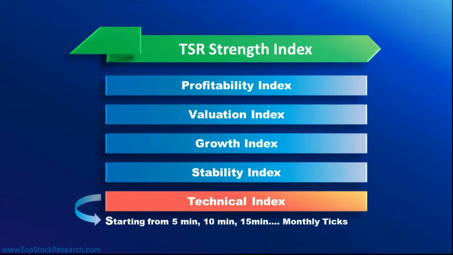The next more important and very exciting thing that we have in TopStock Research is the TSR Strength Index. As I mentioned, we try to give you a much broader and comprehensive picture, which not only compares the latest value, historical value, multiple ratios, and so on. So these are categorized into 4 separate sections: profitability index, valuation index, growth index, and stability index.